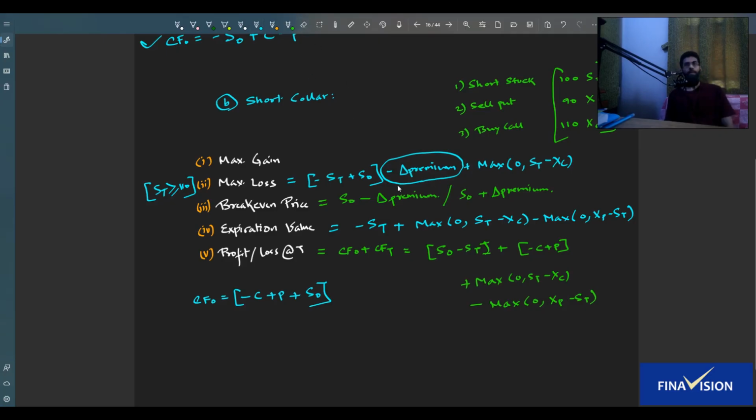So let me do one thing. Let me write it as plus. The sign remains within the difference here. If it is negative, the loss is reduced. If it is positive, the loss is augmented, right?